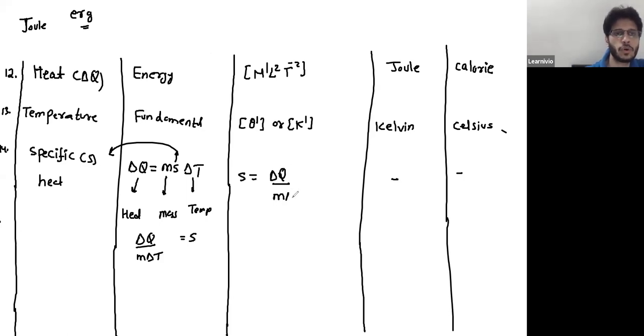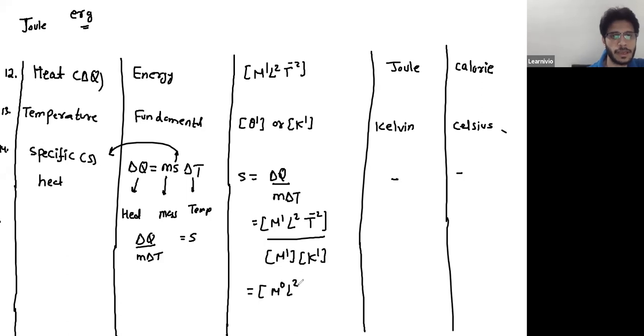So s is delta Q over M delta T. Delta Q is M1 L square T minus 2. M is mass, which is M1. Delta T is temperature, which is Kelvin. So the combined is M0 L square T minus 2 K minus 1. Sir, what is that delta theta? Delta theta is heat. It represents delta Q.